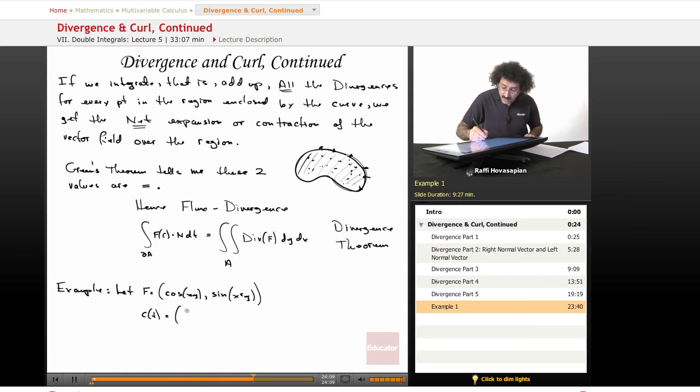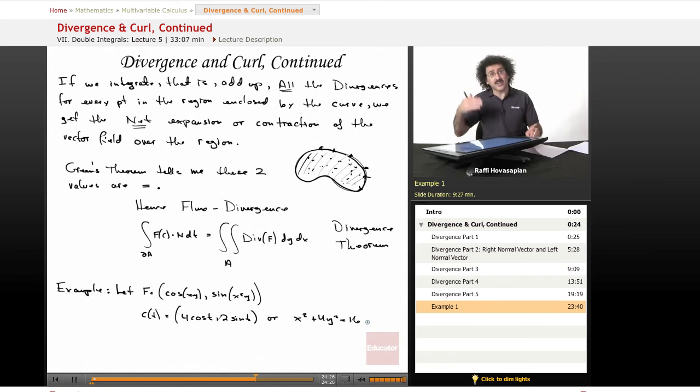We'll write the parameterized version, which is 4 cosine of t and 2 sine of t, or we'll write it in Cartesian, x squared plus 4y squared equals 16. It is the ellipse centered at the origin, major radius 4, minor radius 2. So we're going to go ahead and calculate both integrals. We're going to calculate the line integral. We're going to calculate the double integral.